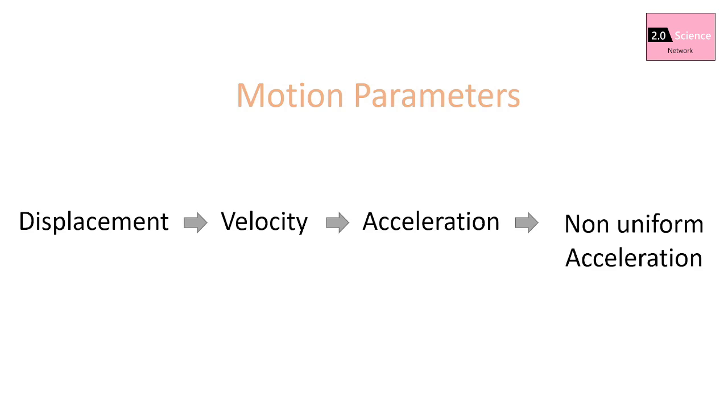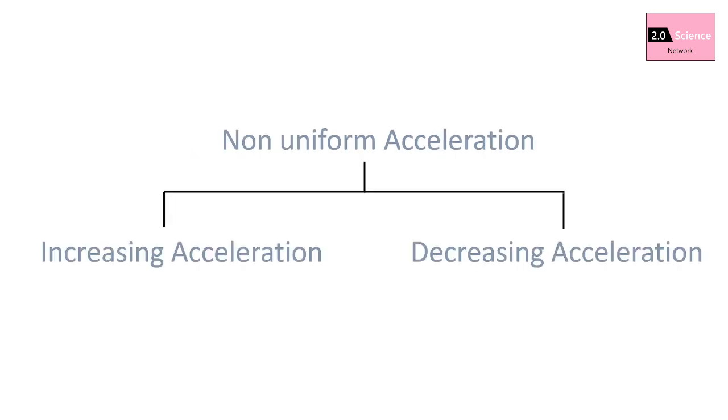Now we are in the last part of the lesson. Non-uniform accelerations. There are two types of non-uniform accelerations: increasing acceleration and decreasing acceleration.